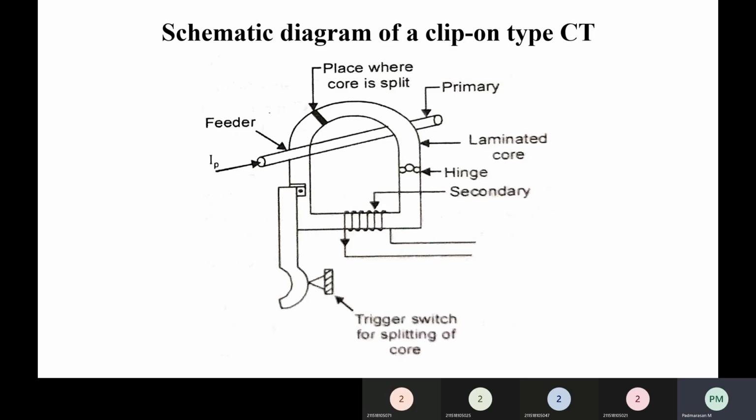So this is the schematic diagram of a clip-on type current transformer. If you see the diagram, there is a current carrying conductor, which is the primary, and the secondary winding is connected on a laminated hinged core. Here the trigger switch for splitting of core is mainly used, and there is a black one, which is the place where the core is split. This is the schematic diagram of a clip-on type current transformer.